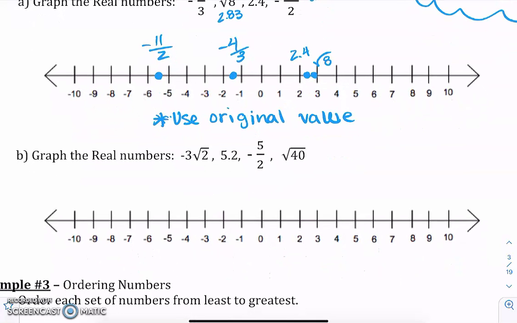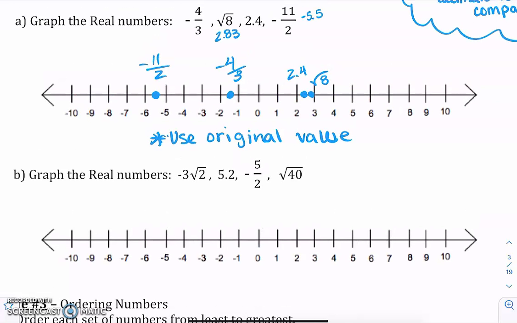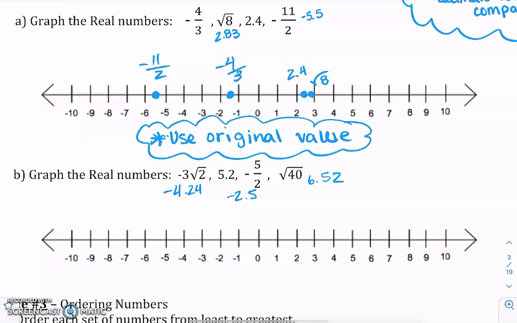So -3 square root 2. Looks like that decimal is -4.24. 5.2 is fine. You can leave that. -5/2, divide that. Get -2.5. And square root of 40. Take the square root of that. Get 6.52. So go ahead and we can plot these on our number line.